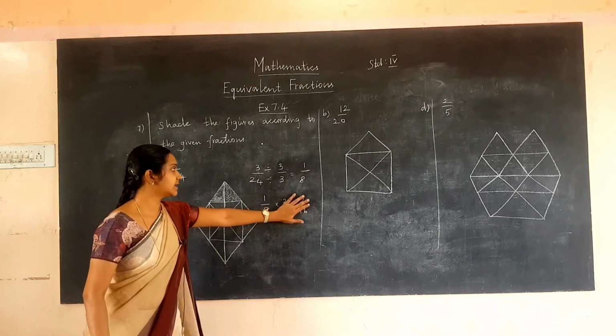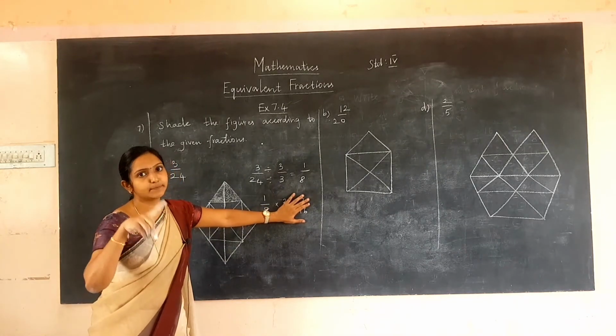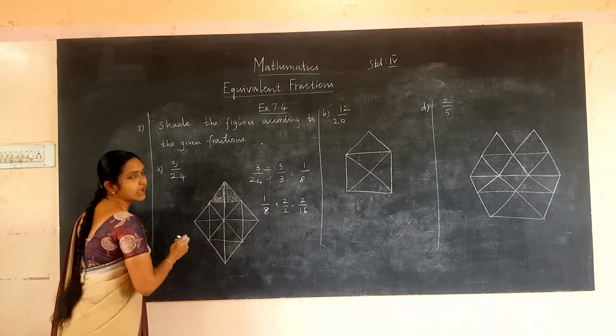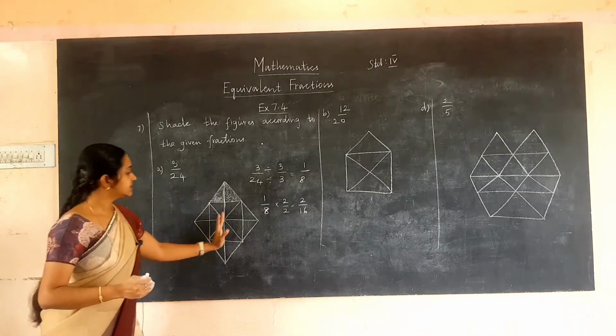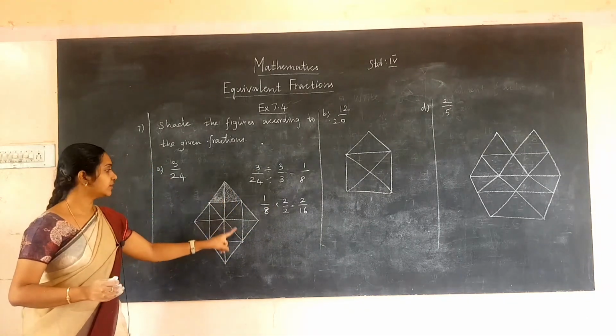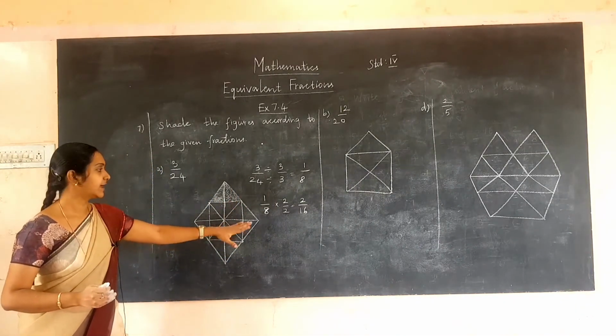Otherwise, keep this like 1 by 8 alone. For 8 parts, you have to shade 1. I have considered this half alone first and shaded 1 in it. And in this part, I have shaded 1 of all 8 parts. 1 out of 8 parts.